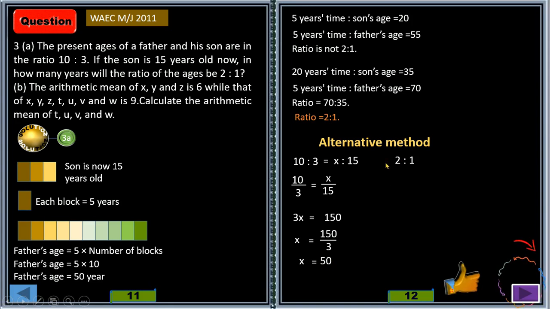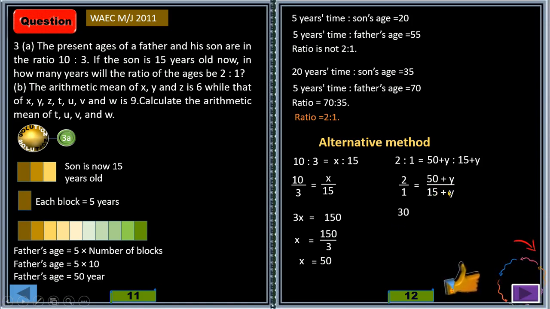Now we are told that in what year would the ratio of their age be 2:1? So now let's take that ratio 2:1. That will give us the ratio of the father's age now plus the number of years. Let's represent that by y, and that will give us, to that of the son, 15 plus y. Now converting these ratios to fraction, I have 2/1 will give us 50 plus y divided by 15 plus y.